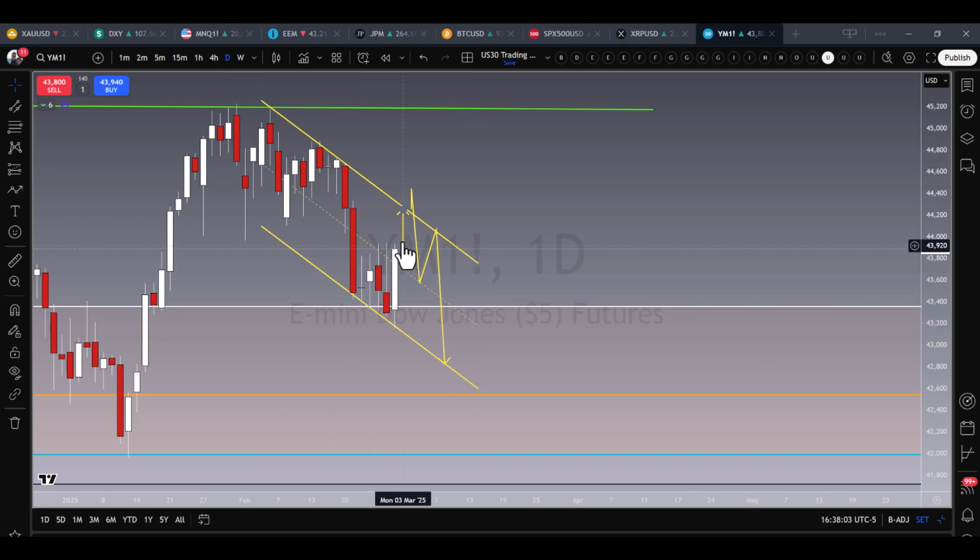So again, we're looking for an up move at the market open and probably a down move either Monday or Tuesday if this comes back into the channel. So if it peekaboos out of the channel and comes back in, we're looking for that down move.